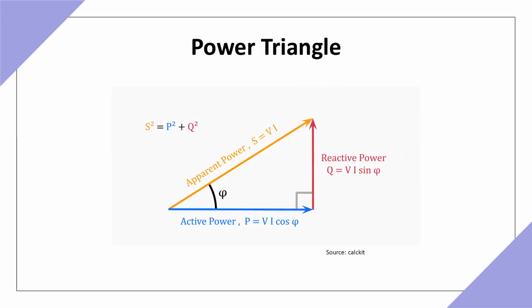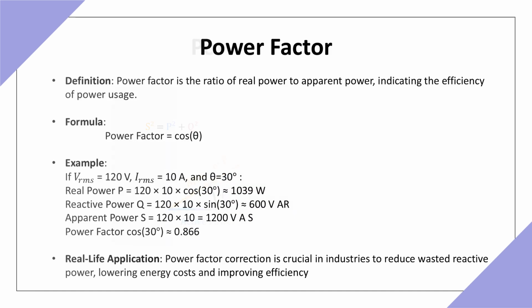This diagram represents the power triangle, a visual representation of the 3 types of powers. Power factor measures the efficiency of power usage in a circuit, defined as the ratio of real power to apparent power. Power factor equals cos theta.